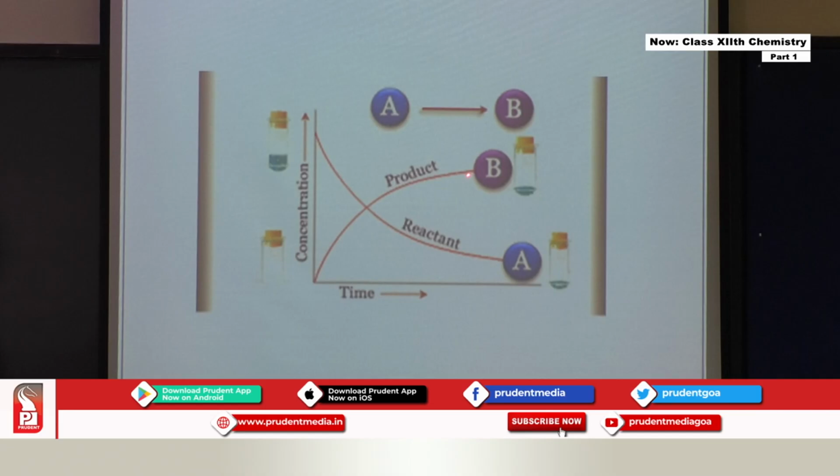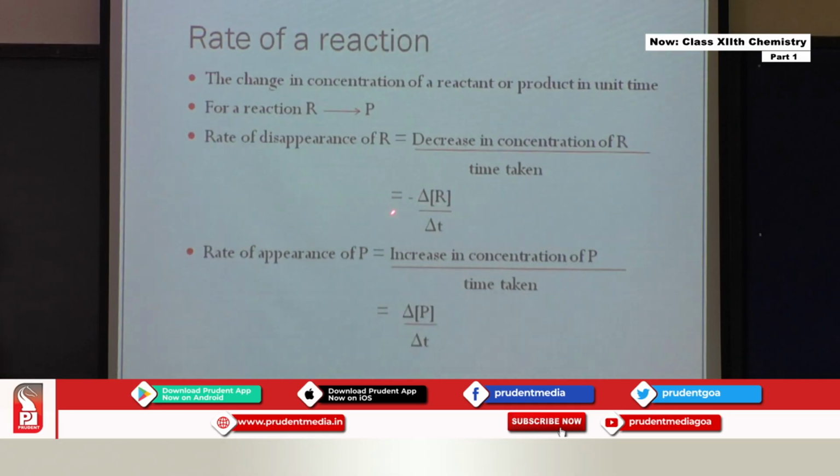So this portion where the concentration of the product and the reactant doesn't change, we say that the reaction has reached its equilibrium, which we have done in standard 11. Now what we'll be interested in this chapter is how fast the concentration of the reactant decreases and reaches equilibrium, or how fast the concentration of the product increases and reaches equilibrium. So we say that the rate of a reaction can be defined with respect to the rate of disappearance of the reactant, and also it can be defined in terms of the rate of appearance of product.